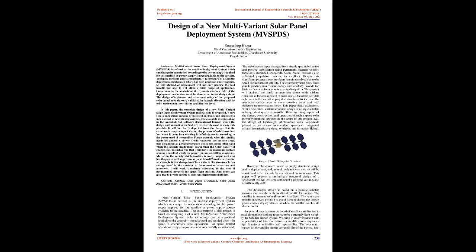In this paper, the complete design of a new multivariance solar panel deployment system in a satellite is proposed, where I have inculcated various deployment methods and proposed a new method of satellite deployment. The complete design is done in the Autodesk 360 software, educational license, where the design and animation method are extensively used to make this possible. It will be clearly depicted from the design that the structure is very compact during the process of orbit insertion. Yet when it comes into working it definitely works according to the power need of the satellite.